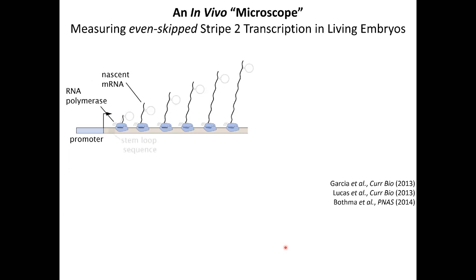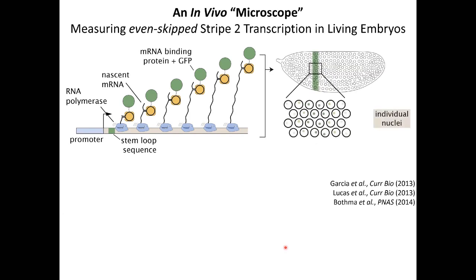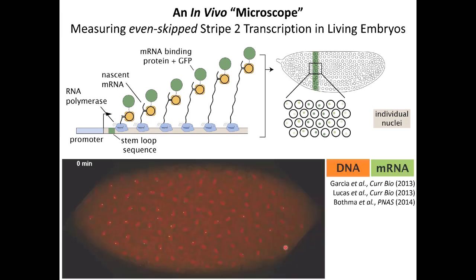We're going to add a little sequence called MS2 to the gene of interest. When that sequence is transcribed, it's going to form a little loop that is recognized by a binding protein fused to GFP. The result is that in every nucleus in your embryo, you're going to get a little spot of fluorescence, and the fluorescence of that spot is going to be proportional to how many polymerase molecules are actively transcribing.